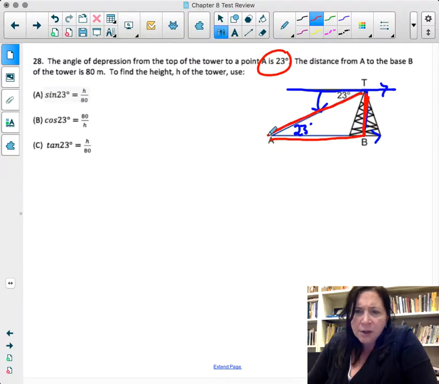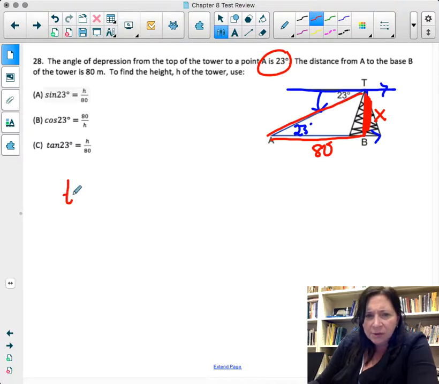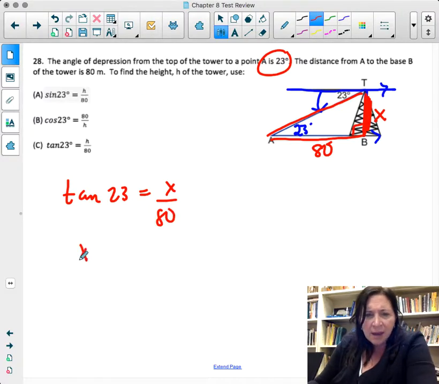And they want to know the distance from A, well, they said the distance from A to B is 80. What's the height? So we're trying to find this height. So we're going to use opposite over adjacent. So I'm going to use tangent of 23 is equal to x over 80, opposite over adjacent. Solving that, I'm going to get x equals 80 times tangent of 23.